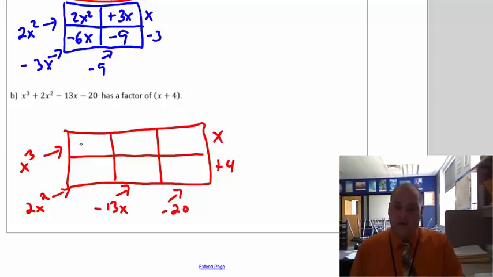All right, so this is x to the third. So what has to be up here? Well, this has to be x squared if I want to get times x to get x to the third. If this is x squared times 4, this must be 4x squared.